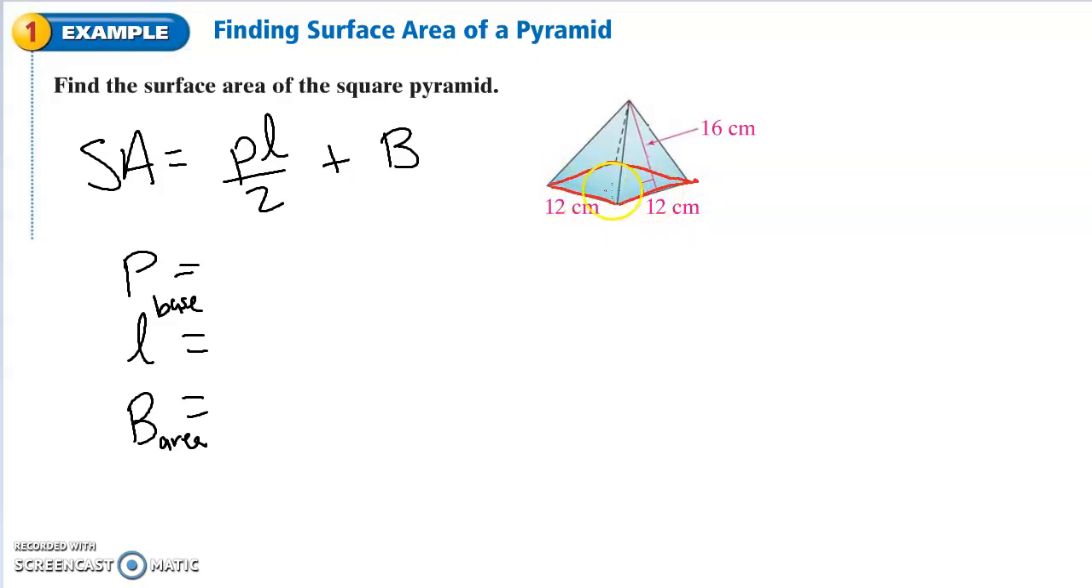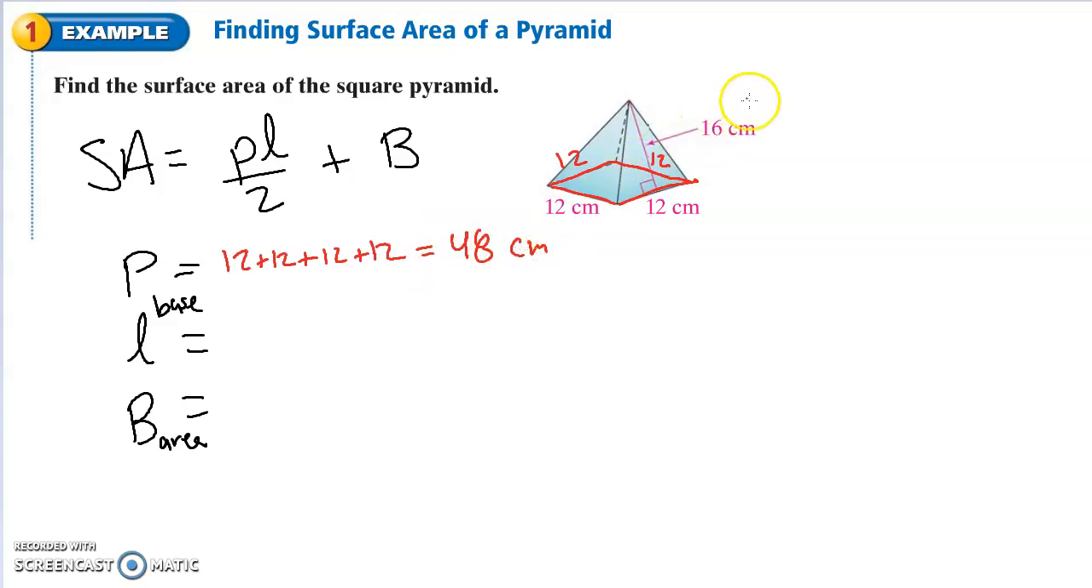And because this looks like it's a square, it's going to have 12 all the way around. This is the same thing as 12 plus 12 plus 12 plus 12, or the same thing as 4 times 12, which is going to be 48. The perimeter of the base is going to be 48 centimeters.